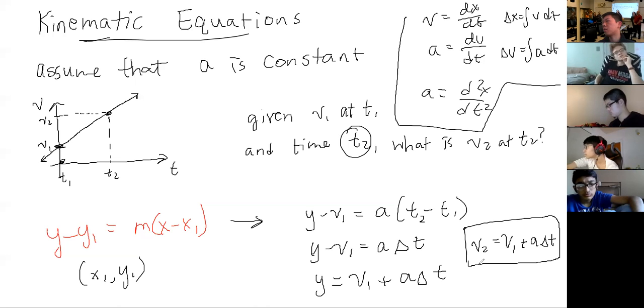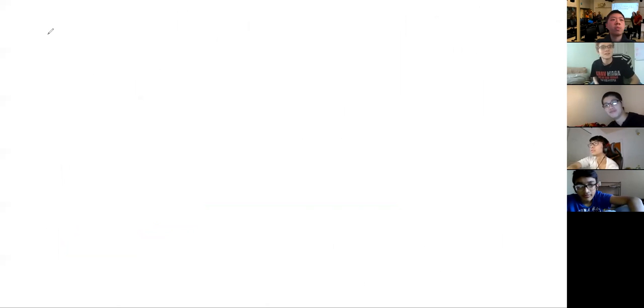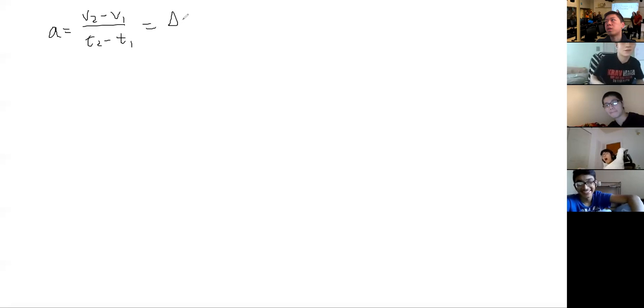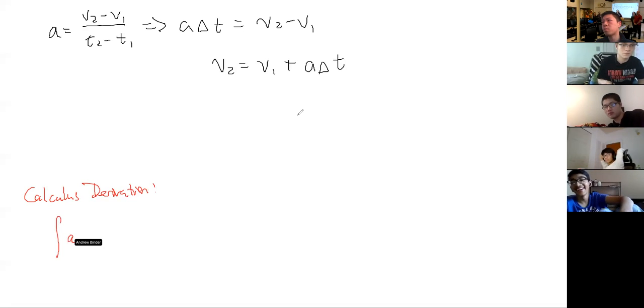Yeah, you also can. Here's what Benny's talking about. That's Andrew. He renamed himself. A is equal to v2 minus v1 over t2 minus t1, which equals delta. And then a times delta t is equal to v2 minus v1, and v2 is equal to v1 plus a delta t. Okay, yeah, good. That's a good alternate derivation of that fact as well.